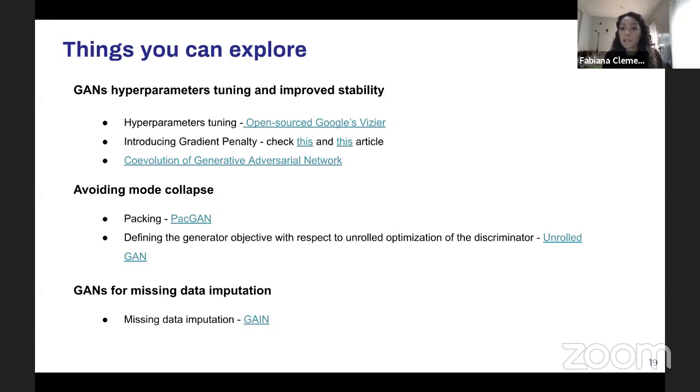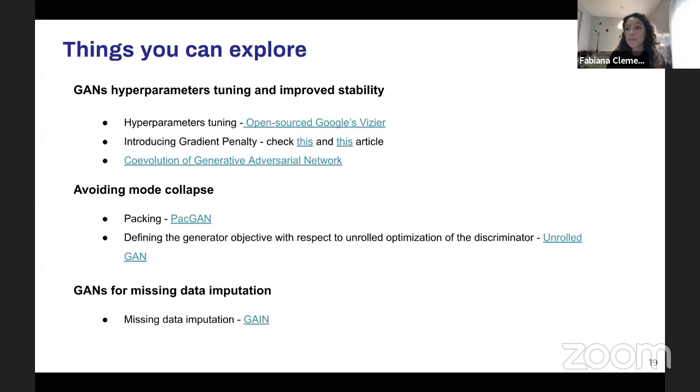For example, in what concerns GAN training stability, there are tricks that can help. For example, the choice of the loss function can impact the stability of the GAN a lot. Also, hyperparameter tuning and correct selection of the GAN architecture can solve or help to solve this problem. Here is a very interesting tool that was open sourced from Google's Vizier that can be used for hyperparameter tuning. I will leave the link here. Also, the application of gradient penalties can help depending on the selected architecture and, again, the loss function. I'll leave you here also some interesting articles about it. And last but not least, and for me one of the most interesting, the use of coevolution for generative adversarial nets.